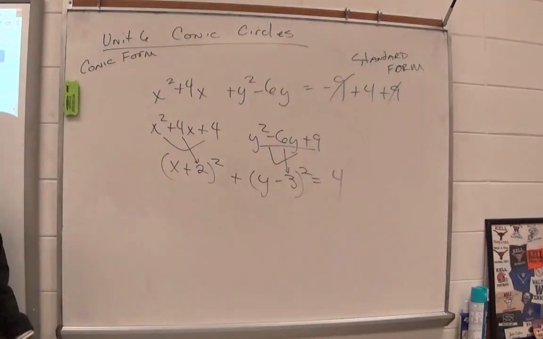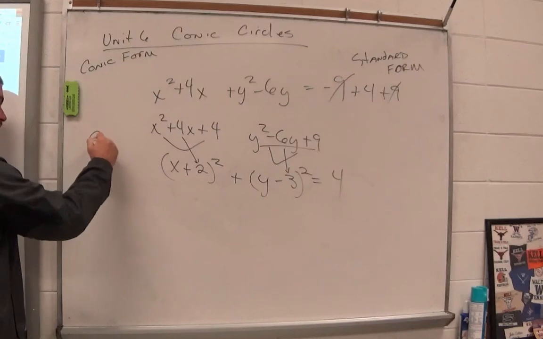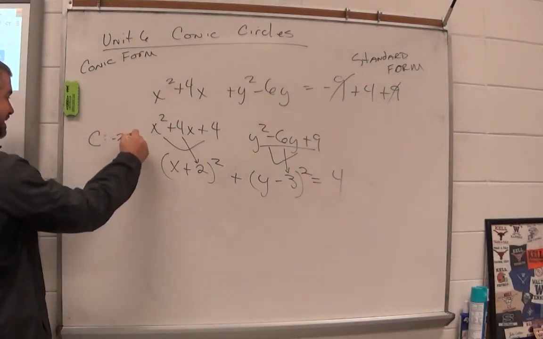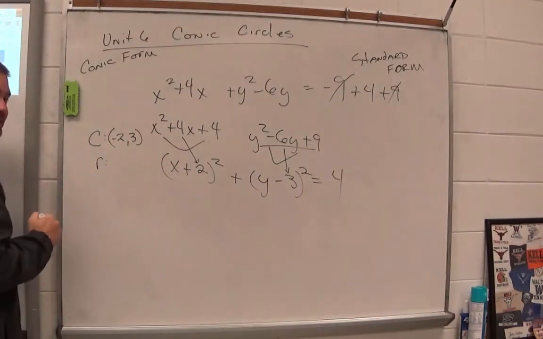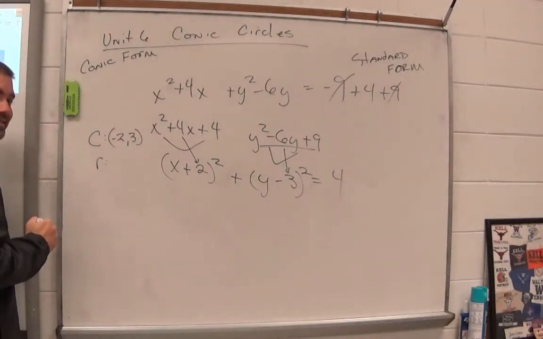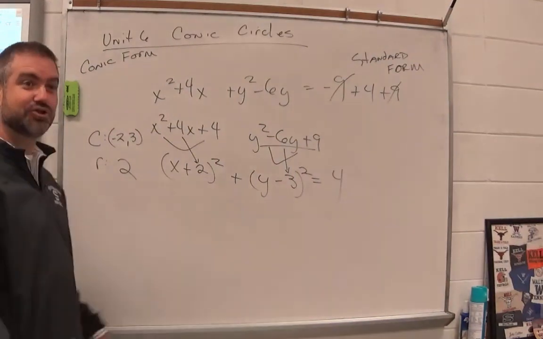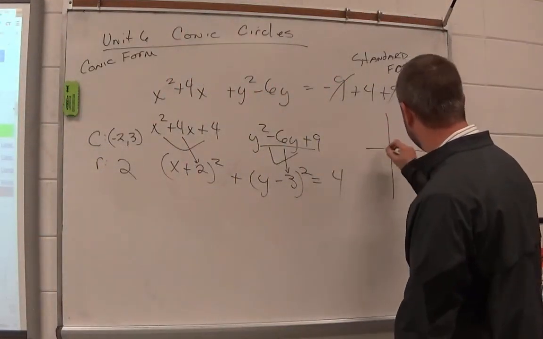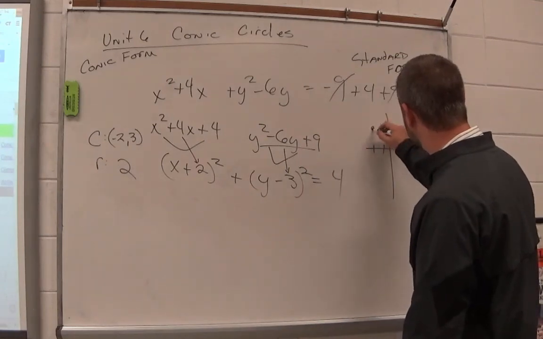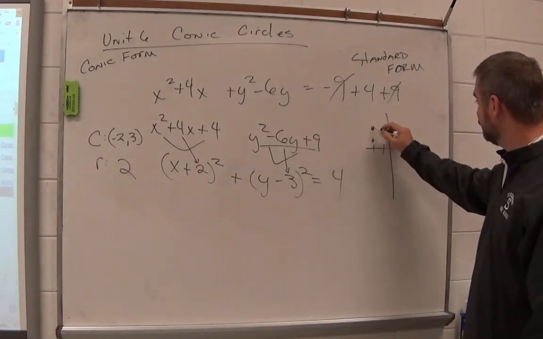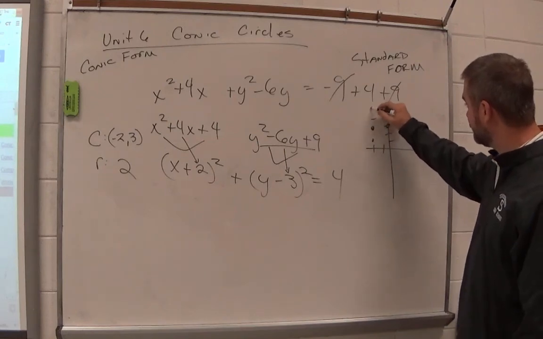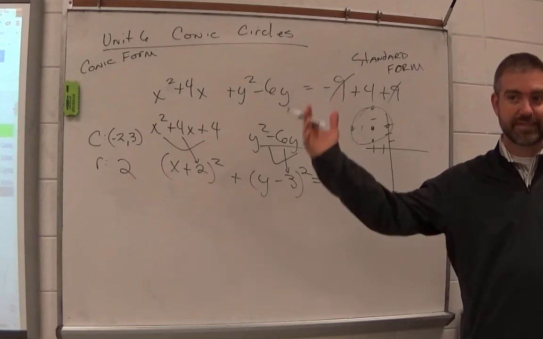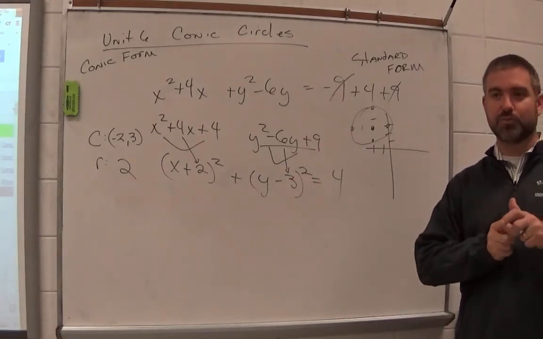All right, finish it out for me. Where is the center of the circle? Outstanding. What is the radius? Outstanding. Could you graph it? If I ask you to graph it, where's -2, +3? -2, +3 is right here. I go down 2, to the right 2, up 1, 2, left 1, 2, and I draw a nice circle. That's it. We'll do more of those tomorrow.